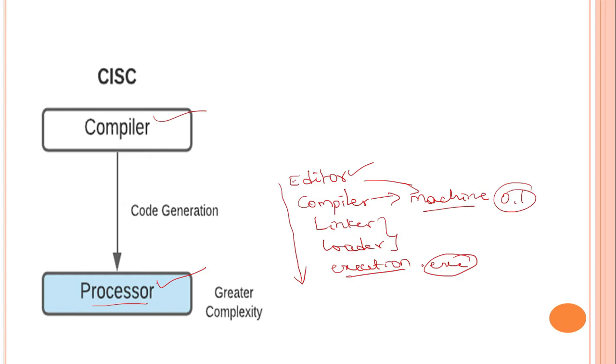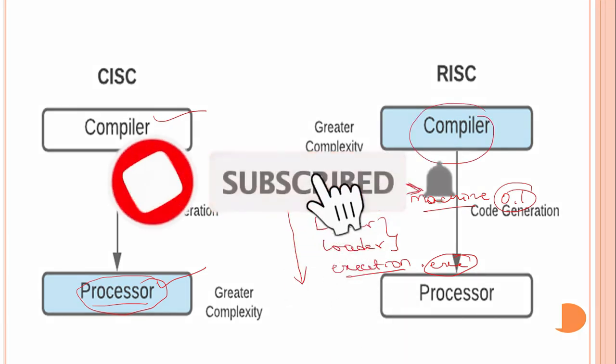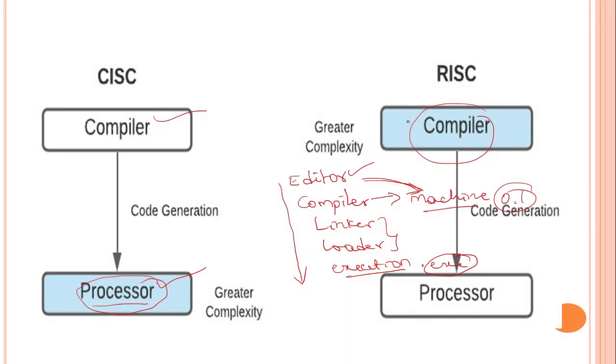In the CISC processor, the complexity is present in the processor part while performing the operation the programmer wants. For example, arithmetic operations: addition, subtraction, multiplication, division. While doing that operation, the complexity lies in the processor in the case of the CISC processor. In the case of the RISC processor, the complexity is present in the compiler, that is, while converting the high level language to the machine level language, in the reduced instruction set computer.